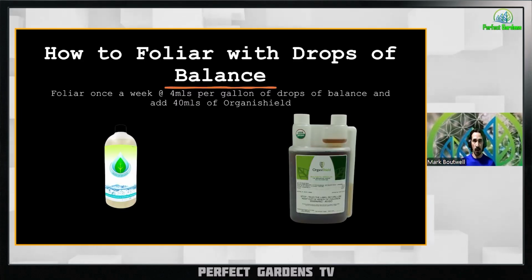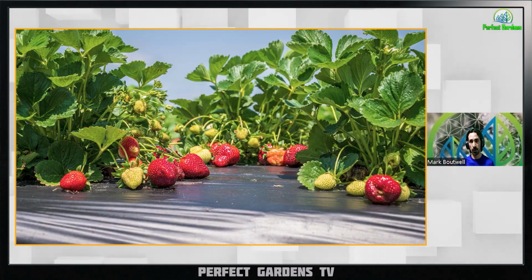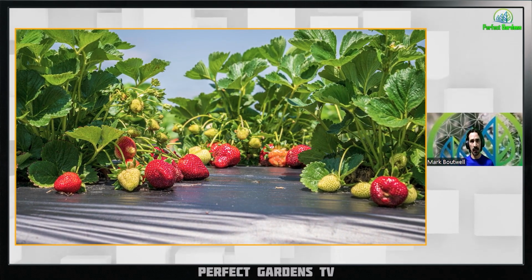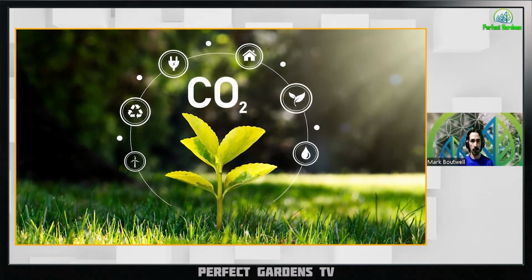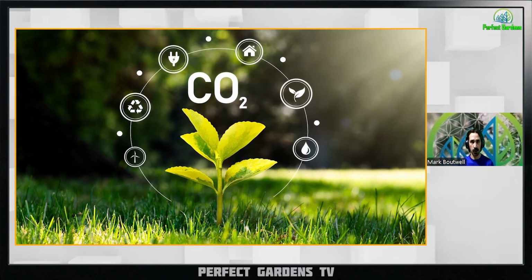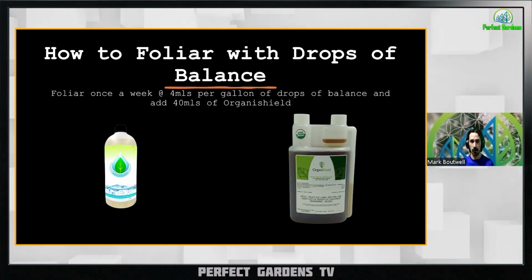The reason you want to use Organishield is because we went through all the benefits of the minerals you need to maximize the efficiency of photosynthesis, right? But there are 2 other things that are absolutely essential for photosynthesis: sugar and CO2. Organishield has done field studies showing that with strawberries, they were able to get a 24% increase in yield. And why is that? It's because CO2 increases the surface area of your plant and the overall biomass, the weight, because it's increasing the surface area. For photosynthesis, like I said, you need sugar and CO2. Drops of Balance doesn't have those 2 things.